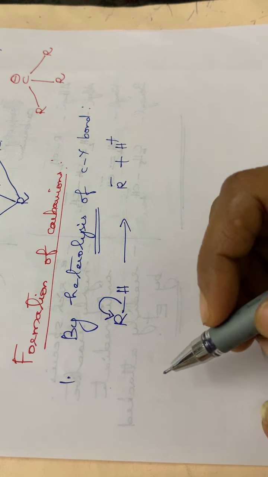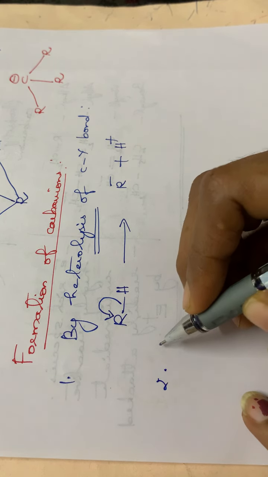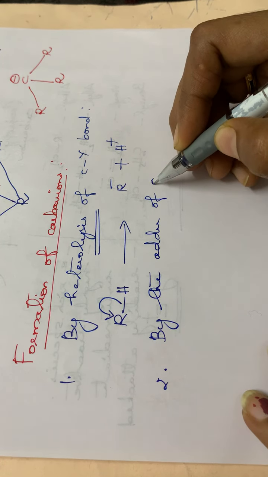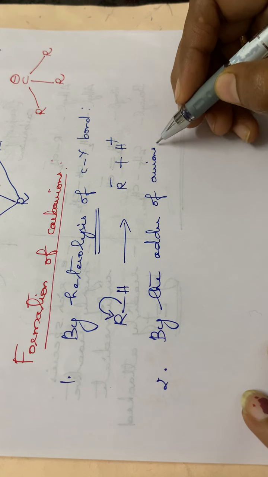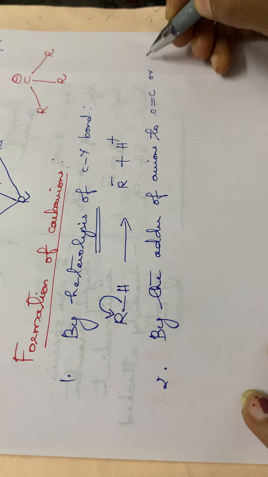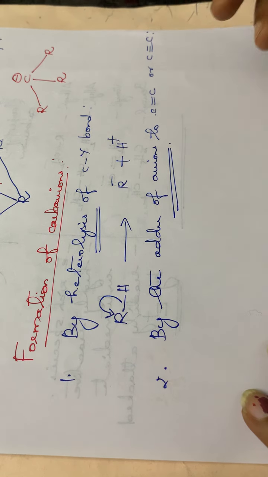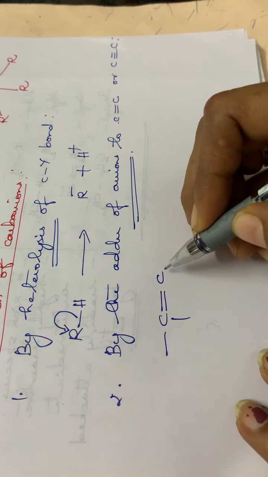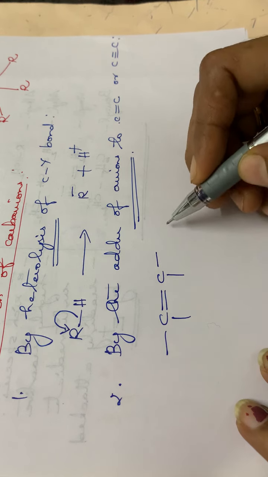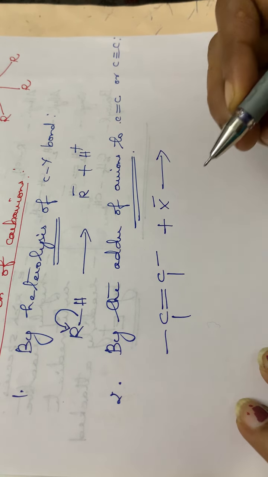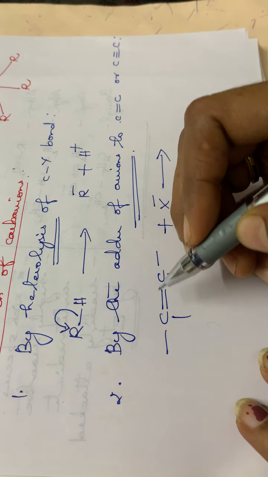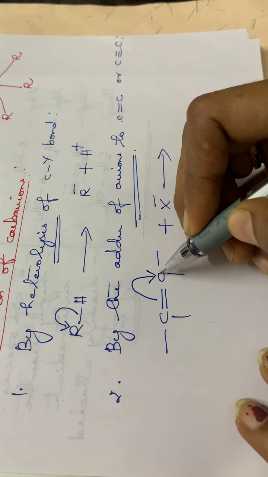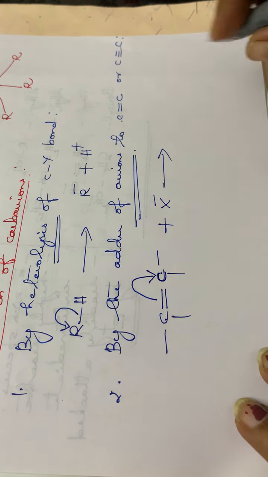Then the next reaction is by the addition of anions to C double bond C or C triple bond C bonds. For example, C double bond C. This is an alkene, isn't it? To this, a halide ion, X minus, is added. What happens is that this double bond electron pair will move towards this carbon atom, so that this carbon gets a positive charge.